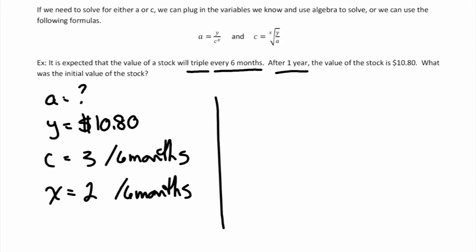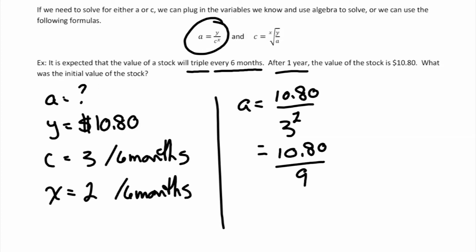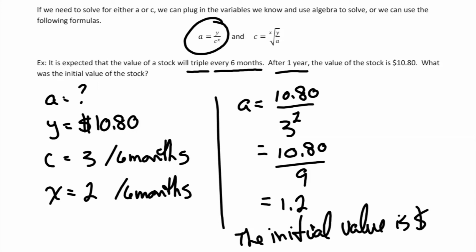With that information, I can then go ahead and use that first formula and substitute in the values. A is 10.80 divided by 3 to the exponent 2. Solving, I've got 10.80 divided by 9, which is 1.2 or $1.20. Therefore, the initial value is $1.20.